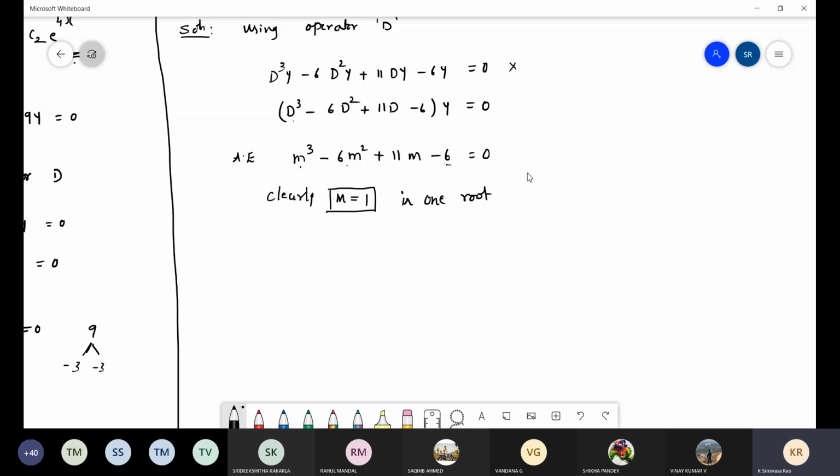Now observe. Don't write, just observe here. Using the synthetic division method, or simply we can say division method. So what is that method? Just observe here.